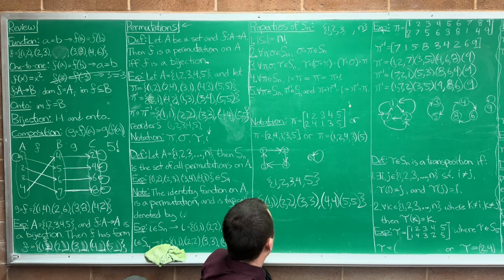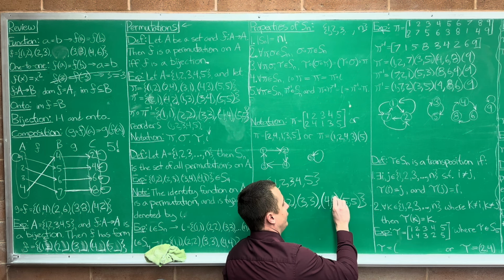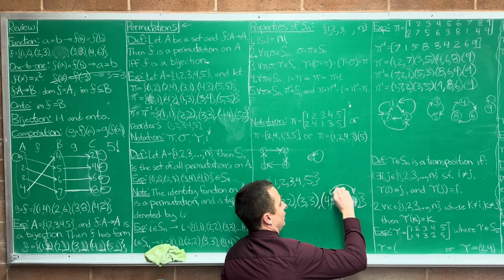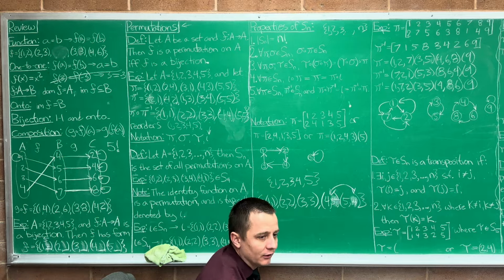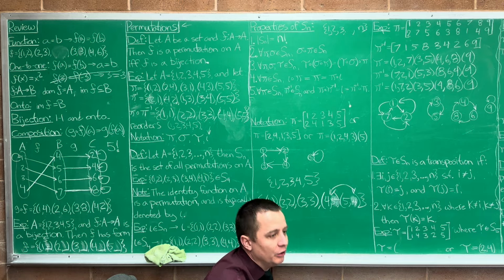Rather than having 1 to 1, 2 to 2, 3 to 3, 4 to 4, 5 to 5, what if instead we had 4 to 5 and 5 to 4? So we just did one swap. So I'm calling that a swap. We just swapped those 2 places. Now it's almost the exact same thing as the identity function, except we swapped 2 elements.